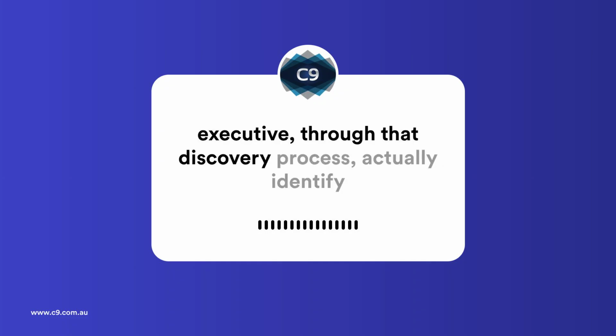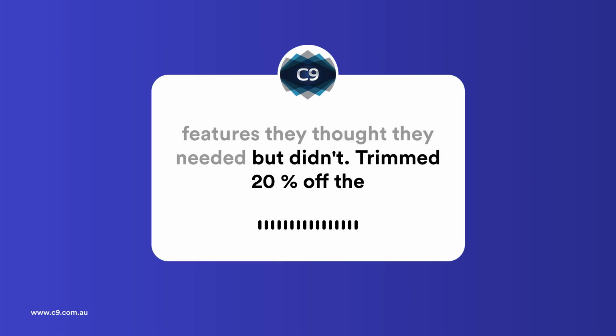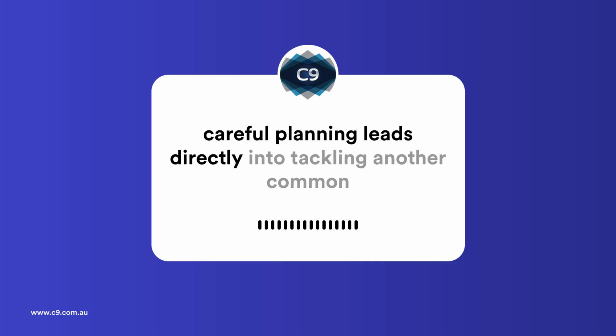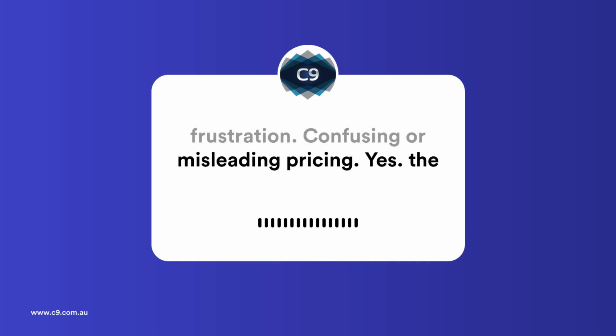We saw one executive, through that discovery process, actually identify features they thought they needed but didn't. Trimmed 20% off the initial budget estimate right there. Proactive saving. And that careful planning leads directly into tackling another common frustration: confusing or misleading pricing.